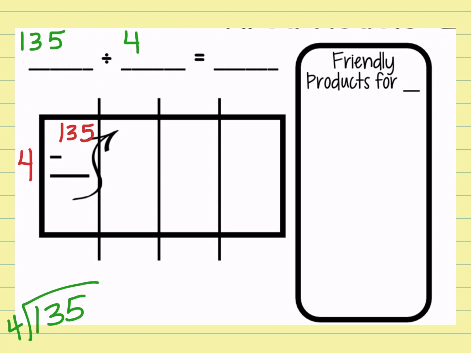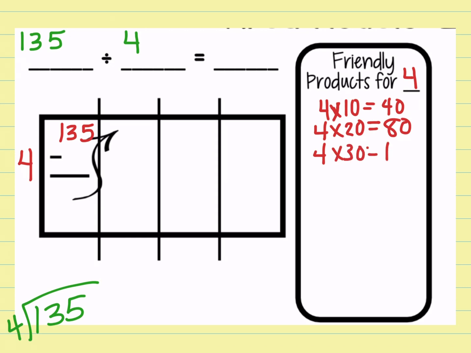Okay, now let's do our friendly products for 4. We're always going to use that dividend. So I can go 4 times 10 equals 40. 4 times 20 equals 80. 4 times 30 equals 120. 4 times 40 equals 160. Now that 160 is way higher than my dividend, so I'm not even going to use that. We're going to use this 120.